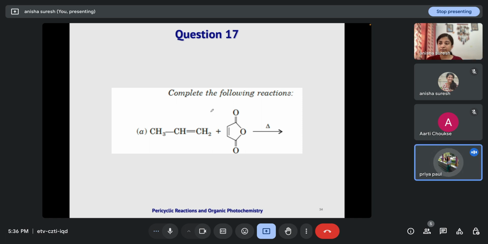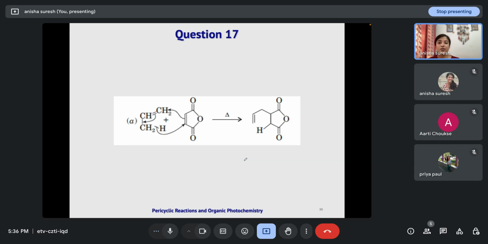This is an example of an ene reaction. How is it undergoing? This is the ene component and this is the enophile component. Here the hydrogen from the ene is transferred to the enophile and this double bond will go and attack on the alkene, resulting in the formation of this as the final product.